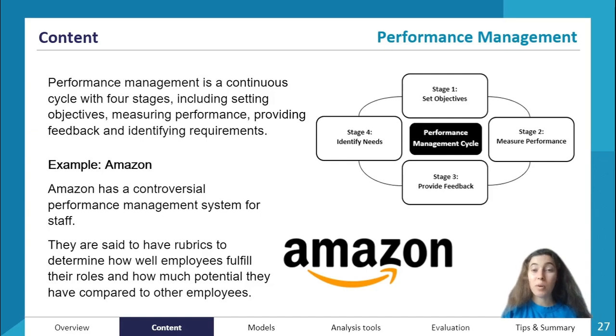So, another example is Amazon. Amazon has a bit more of a controversial kind of reputation when it comes to performance management. So they are said to have rubrics to determine how well employees fulfill their roles, and how much potential they have compared to other employees. So in this case, it's kind of a competitive approach within the organization. So employees are compared to one another as a way of sort of incentivizing each employee to try and do their best, so as not to lose their job as a result of not performing as well as others, for example.